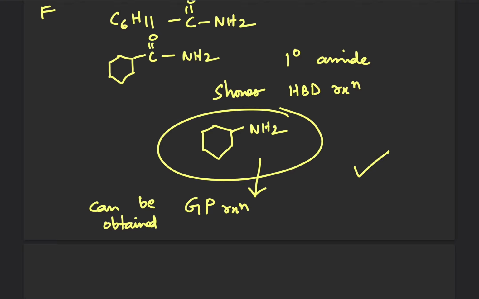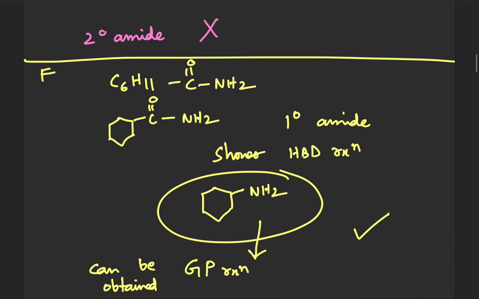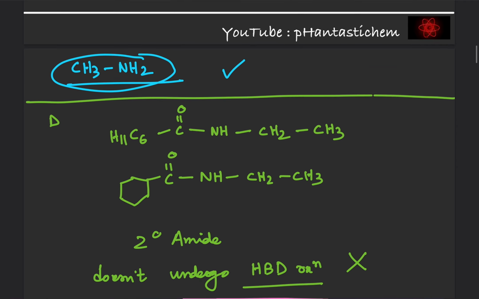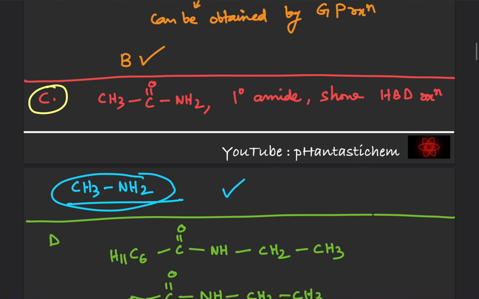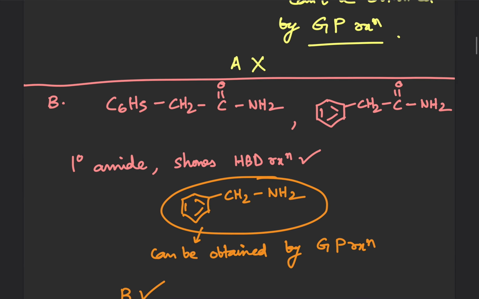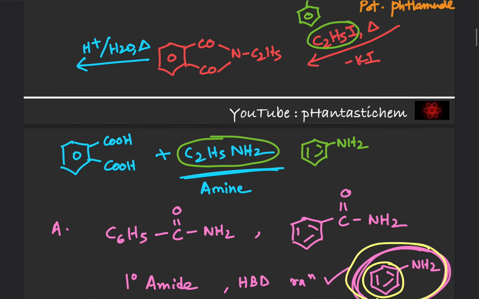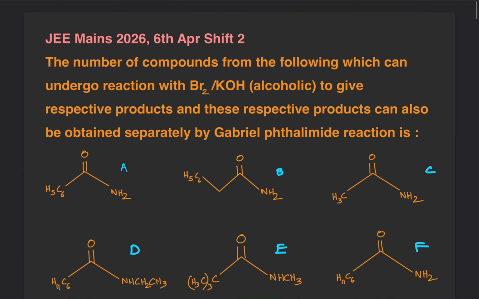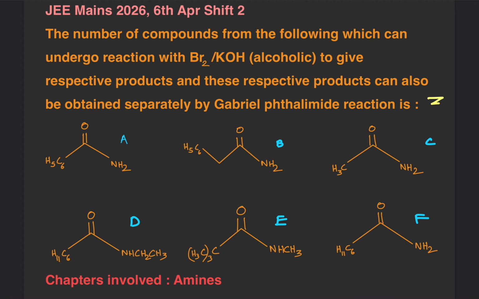Okay. So the total number of compounds from the following which can undergo reaction with Br2 KOH to give respective products, and these respective products can also be obtained separately by Gabriel Thalimide reaction is, so we have one of them as F, then C and B. Okay, so there are three of them. So the answer will be 3.